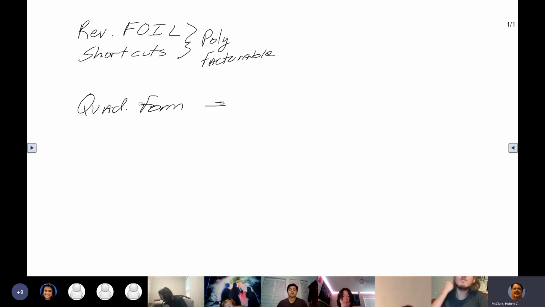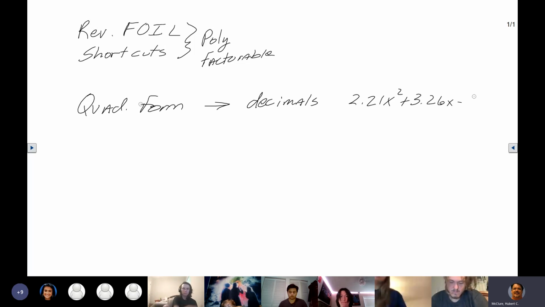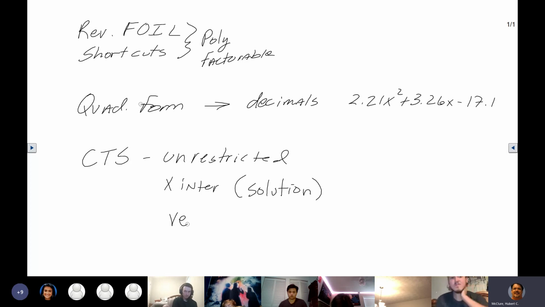The quadratic formula should only be used with decimals, like 2.21x squared plus 3.26x minus 17.1. That's when you use the quadratic formula. Completing the square is unrestricted. And it gives you not only the x-intercepts, which is called the solution, but it also gives you the vertex.